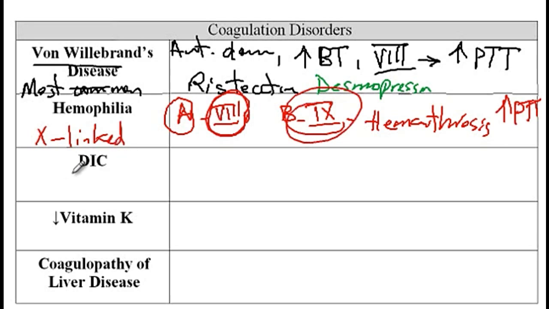The next condition is disseminated intravascular coagulation, which I just explained can be caused by different causes, such as pregnancy, where there are trophoblasts that express the tissue factor.